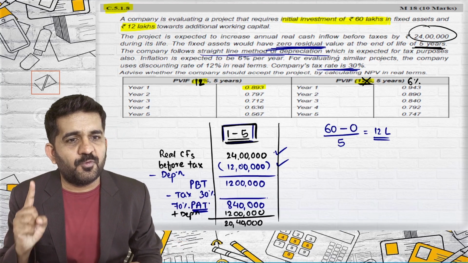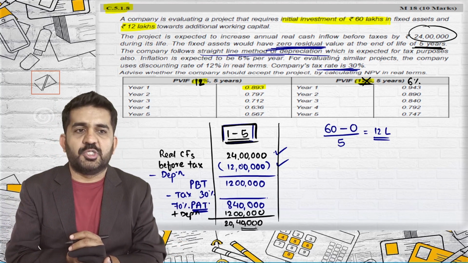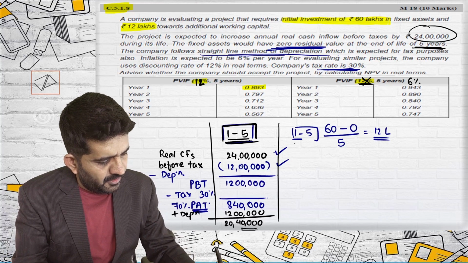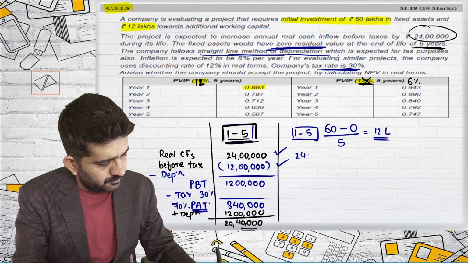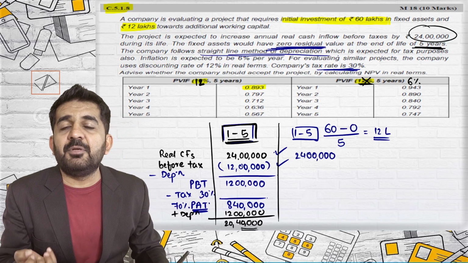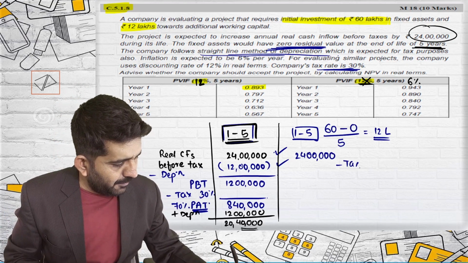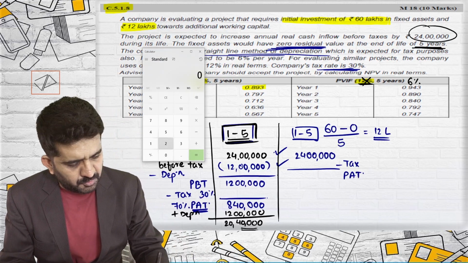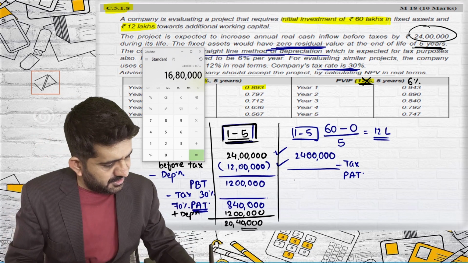As I told you, as this is the first lecture, I am giving you another method of finding out this 20 lakh 40,000 also, that we have done in the classroom. 1 to 5 years. The cash flow before tax is 24 lakhs. Deduct depreciation? No. Why? Depreciation is a non-cash expenditure. Don't deduct it. Directly deduct tax. Minus tax, so this will be profit after tax. Profit after tax is 24 lakhs into 70%, which is 16 lakh 80,000.